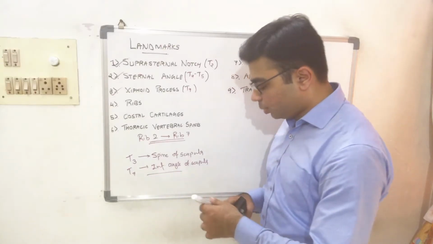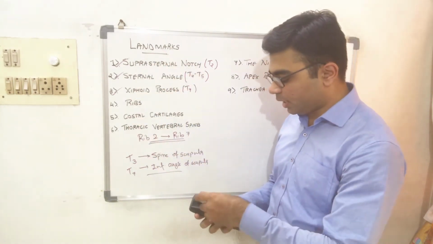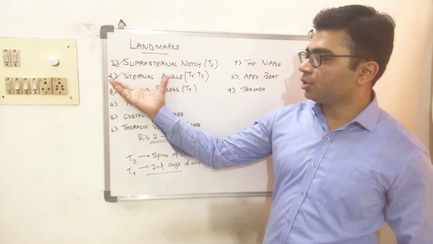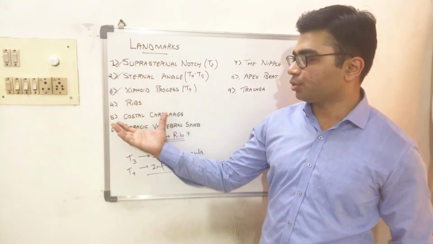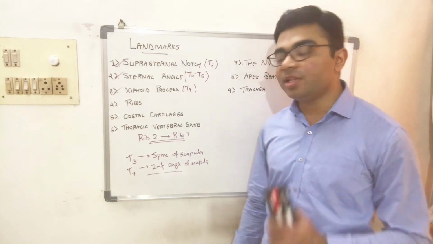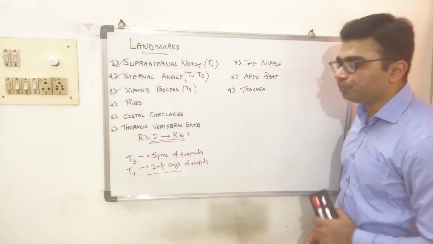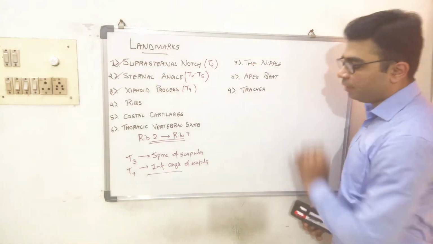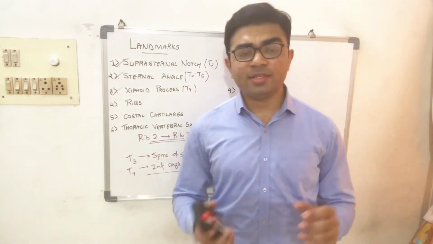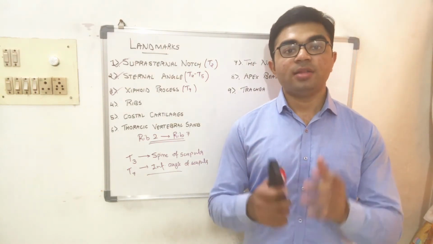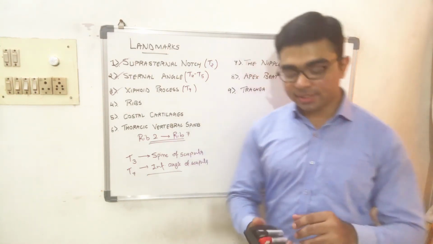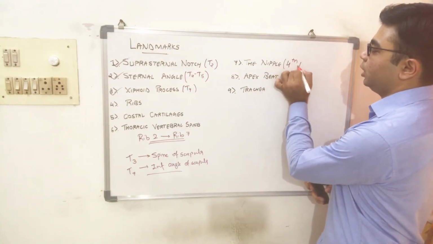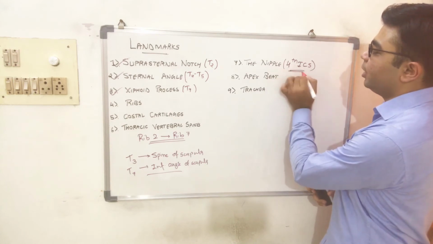So these were all the bony landmarks of the thorax. Again, let us revise. There are a total of 6 landmarks that we need to remember: suprasternal notch, sternal angle, xiphoid process, ribs, costal cartilages, and the thoracic vertebral spine. Now comes the soft tissue. We need to remember 3 things. First is the nipple level. The nipple level varies considerably in females, but the actual level is the 4th intercostal space. In short, I write it as the 4th ICS.